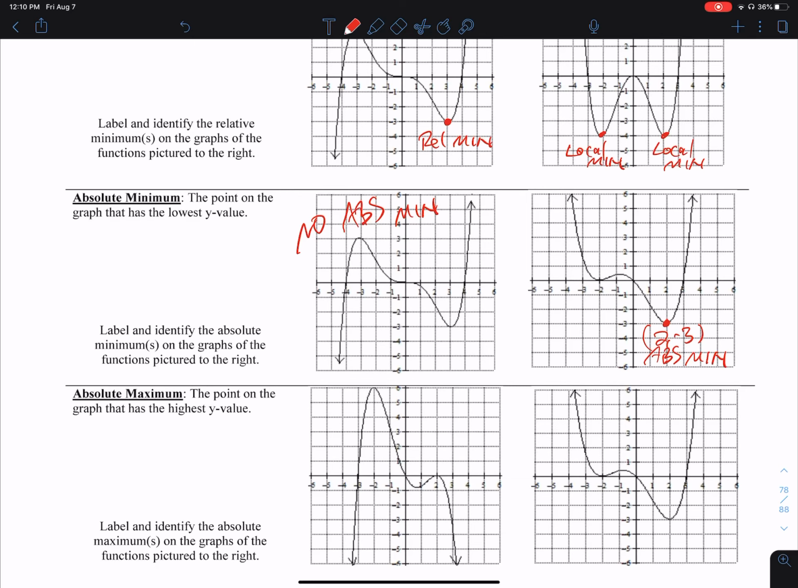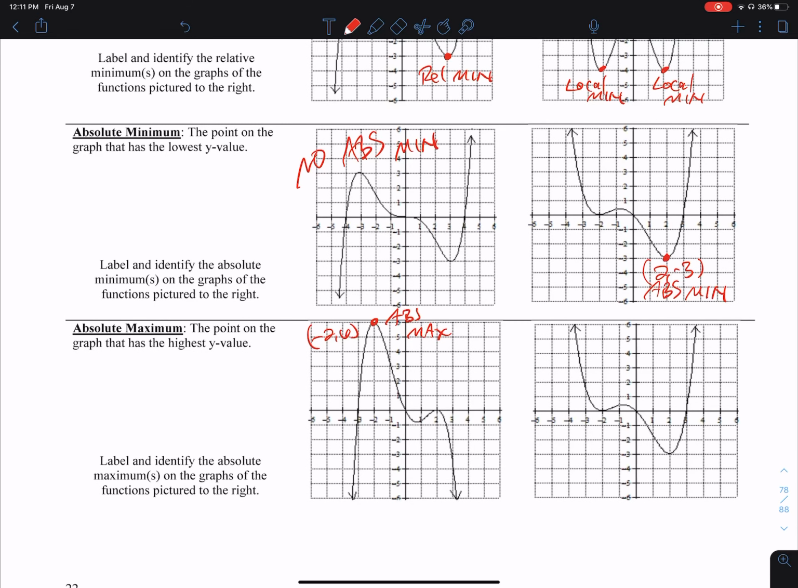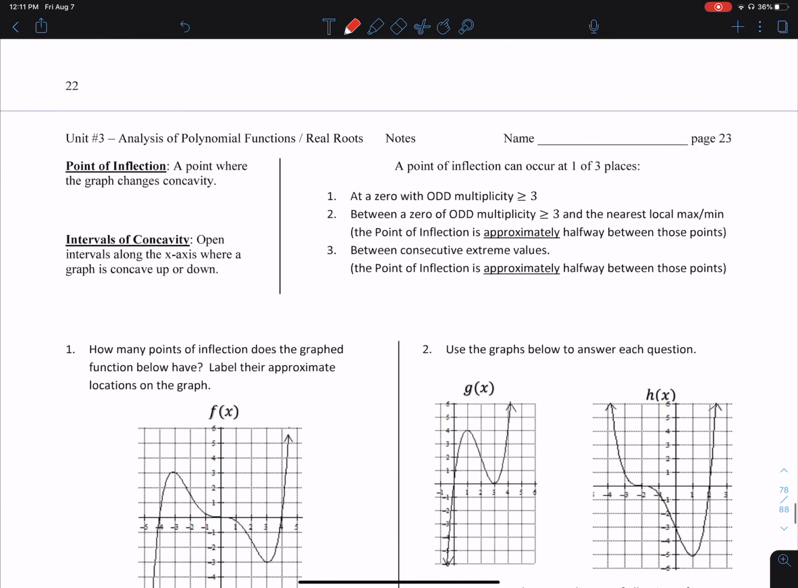Absolute maximum is the highest point on the graph. Here's an absolute maximum. For this graph, that's at -2, 6. And this next one doesn't have any. No absolute maximum.